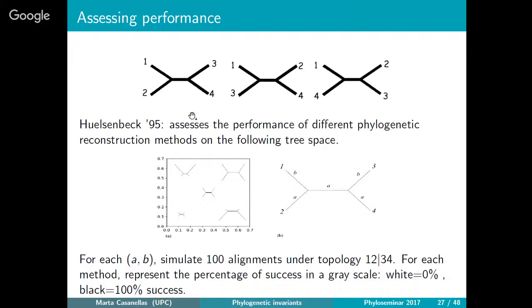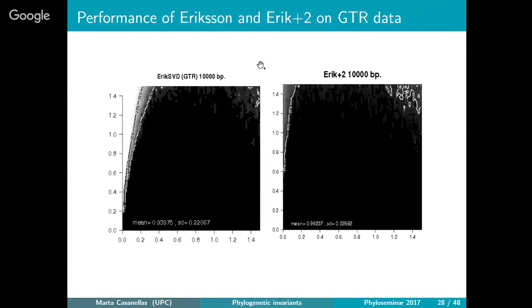Okay, we simulate data on this quartet tree. For each pair of branches, so for each square here, we simulate 100 alignments under this tree topology, and we try to reconstruct the topology using our method or comparing with other methods. If a method has 100% success, we put a black dot, and if 0%, we put a white dot and the grayscale in between.